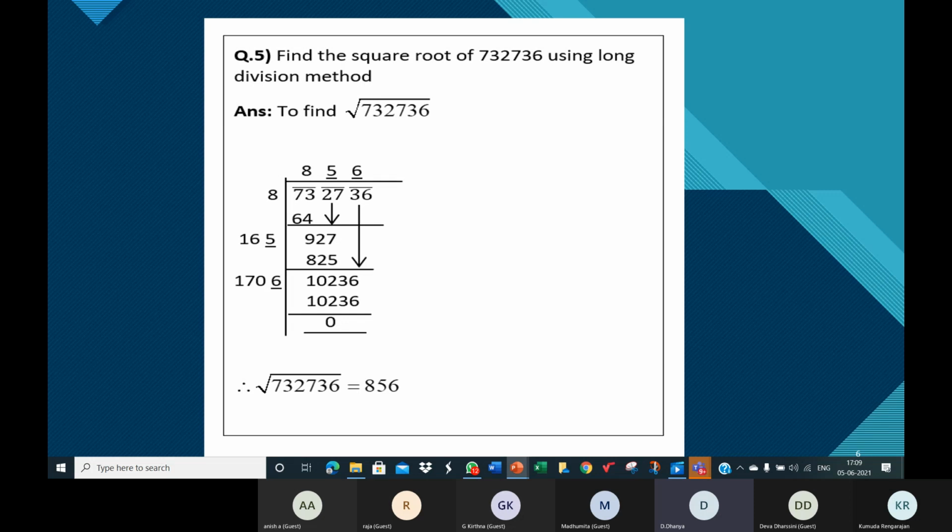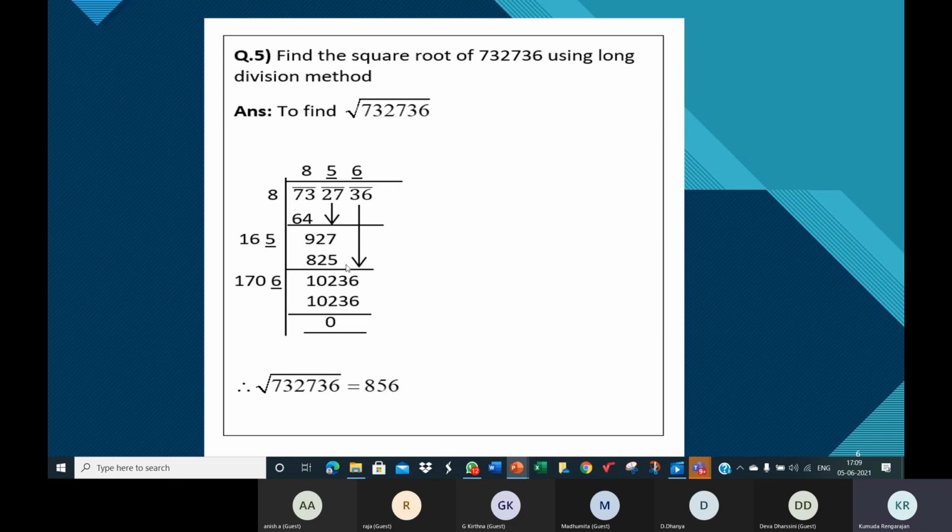996, ma'am. 996, and it is more than what? 996 is more than 927. So you cannot use 166. You cannot write 6 and 6 here. So then try 5. When you try 5, you will see that you get 165 into 5 is 825.